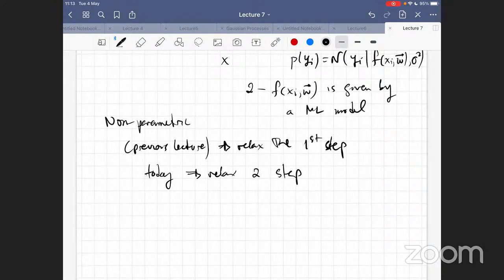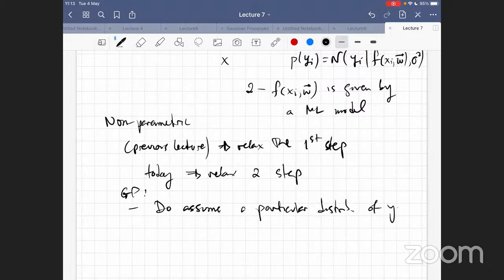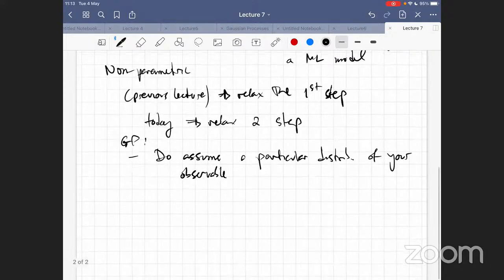So what we are doing in Gaussian processes, in GPs, is that first you do assume a particular distribution of your data, of your observable Y in this case. Since it's a Gaussian process, the distribution is Gaussian. In general, this is a particular example of stochastic processes. Then, for example, there are Dirichlet processes, where you assume that there's a Dirichlet distribution behind all the data, etc.